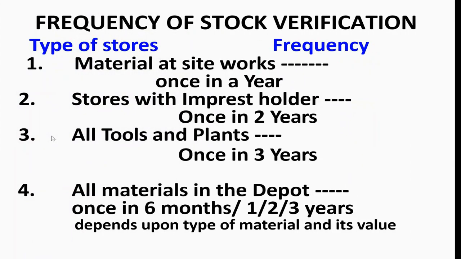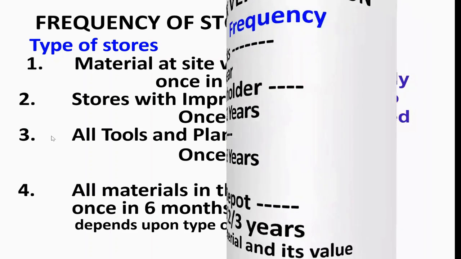Frequency of stock verification, by type of stores. Material at site works: once in a year. Stores with imprest holder: once in 2 years. All tools and plants: once in 3 years. All materials in the depot: once in 6 months, or 1, 2 or 3 years, depending upon the type of material and its value.